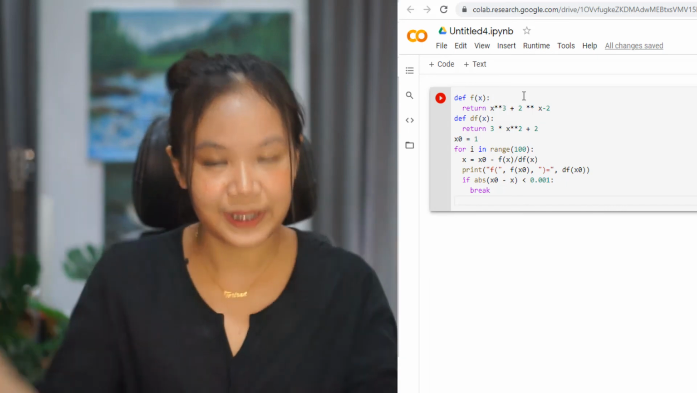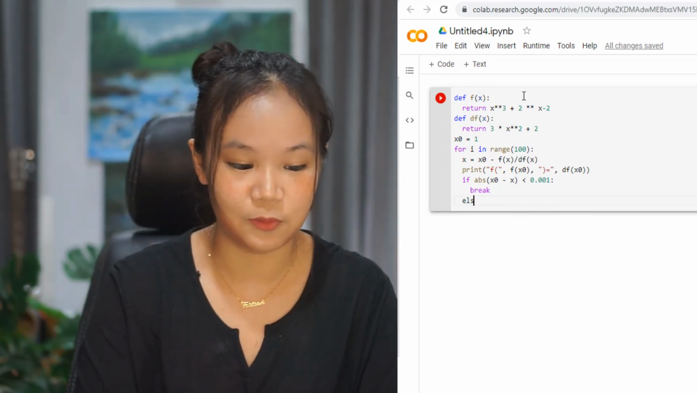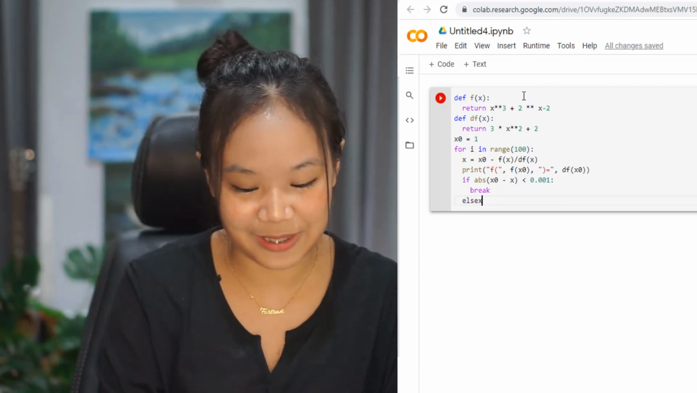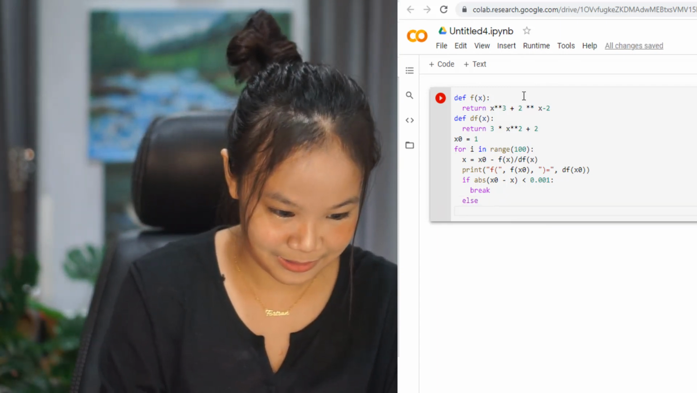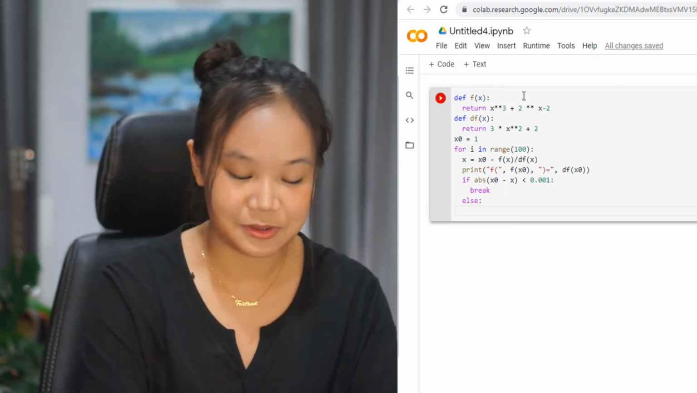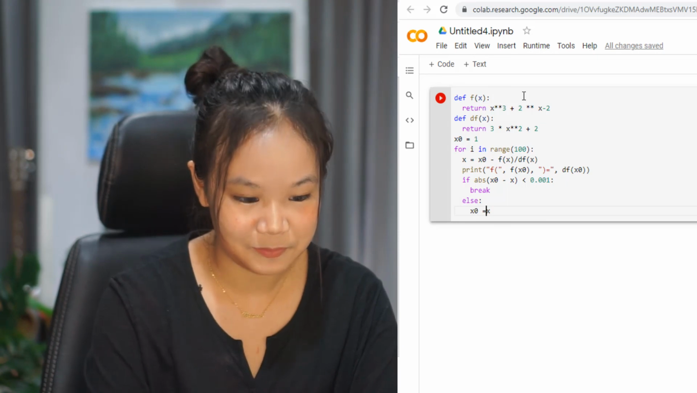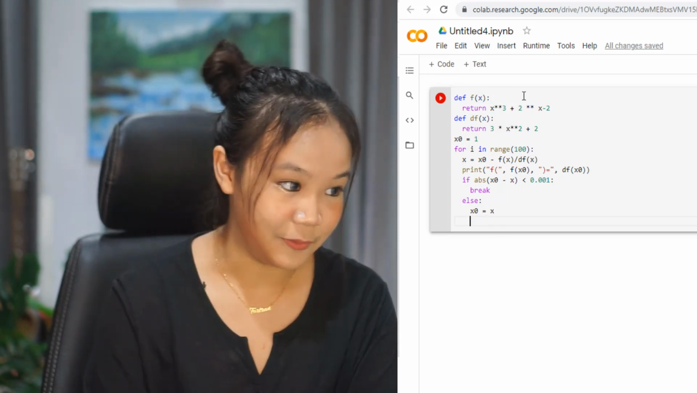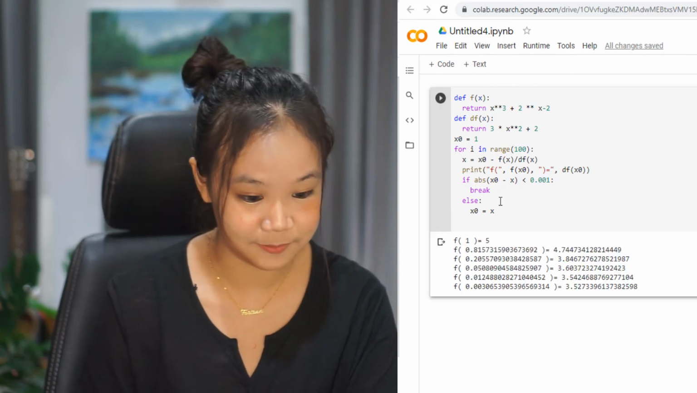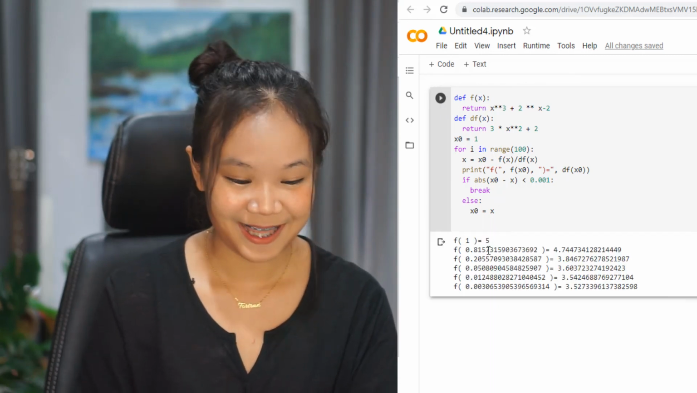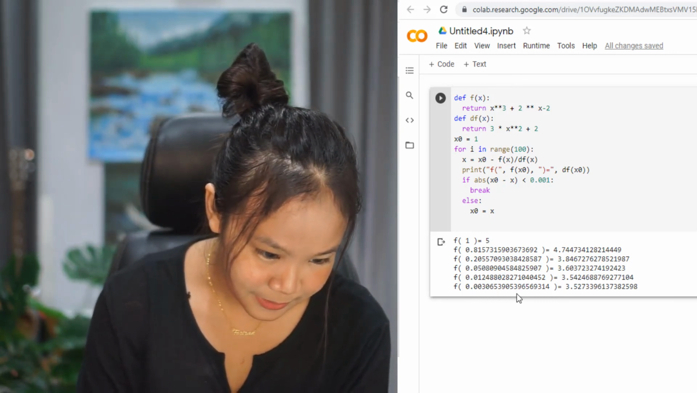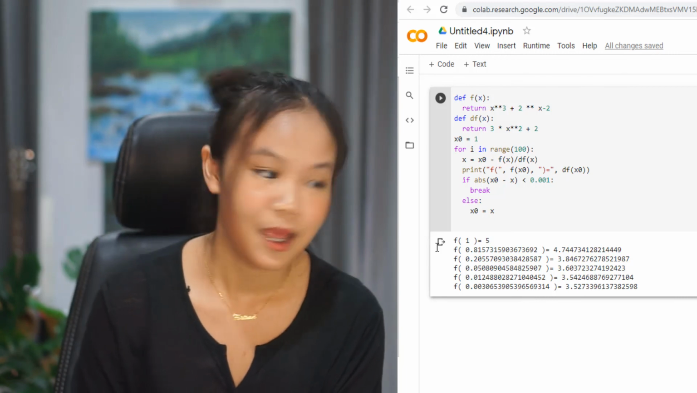Okay, so what do we do next? Well, if that didn't happen, we want it to replace the old values with the new values. So else, colon. If things go like that, just write x0 is equal to x. Cross our fingers. Oh, it comes. So that's the answer. At that point, 0.003 something, that's the answer.